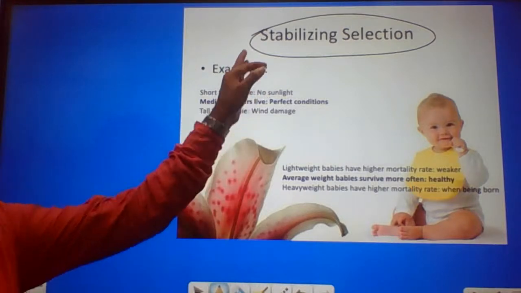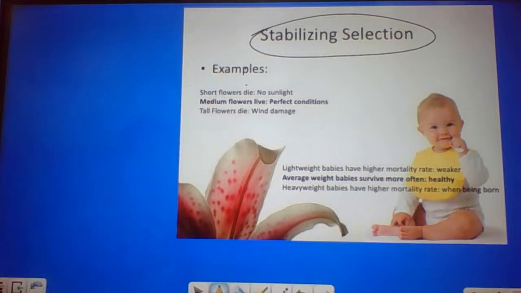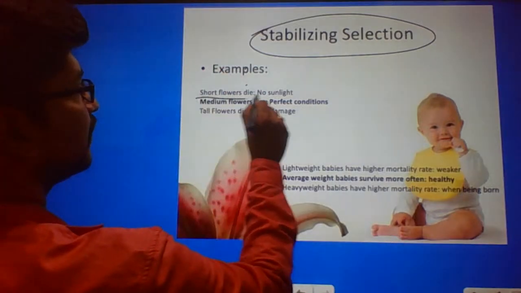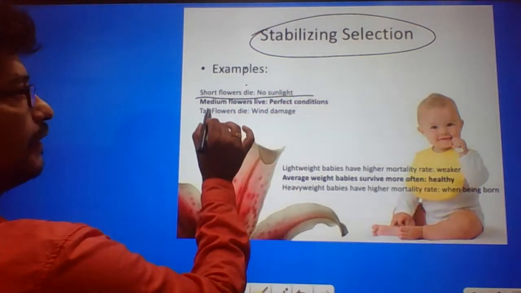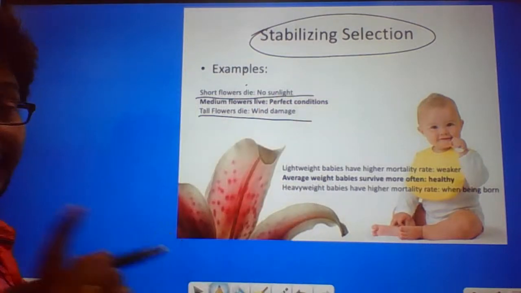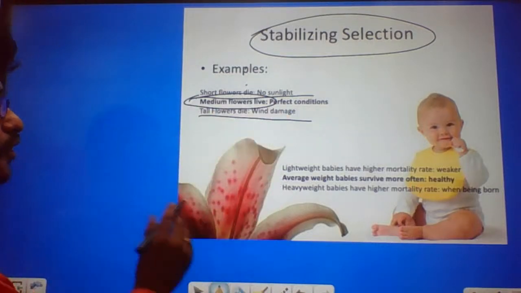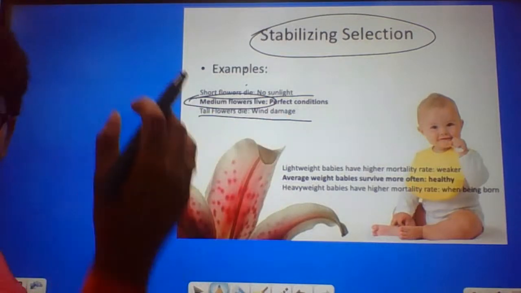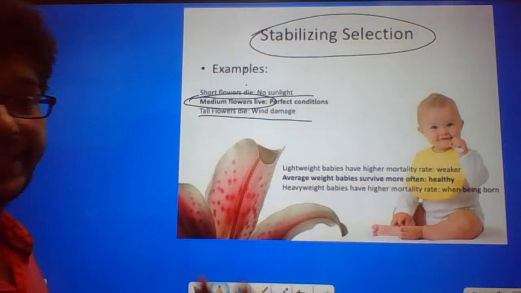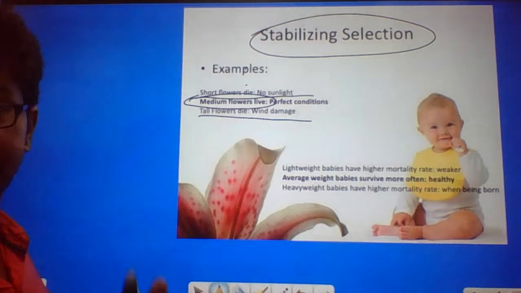Now you take a few other examples for the stabilizing population. One example I already told you, sickle cell anemia. Example, short flowers die because of no sunlight. Tall flowers actually die because of the wind damage. But nature is favoring the medium flowers, they actually live. Since there is no sunlight penetration, the very short flowers may die. The natural selection I'm talking about as stabilizing is not only sickle cell anemia.